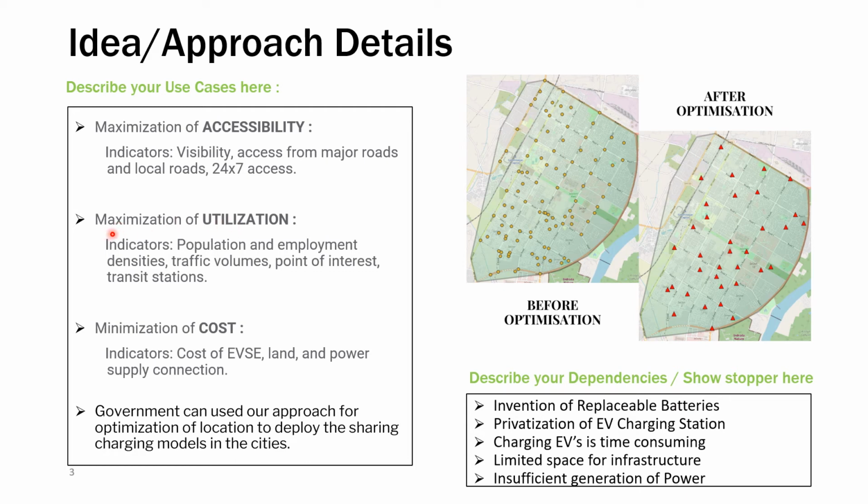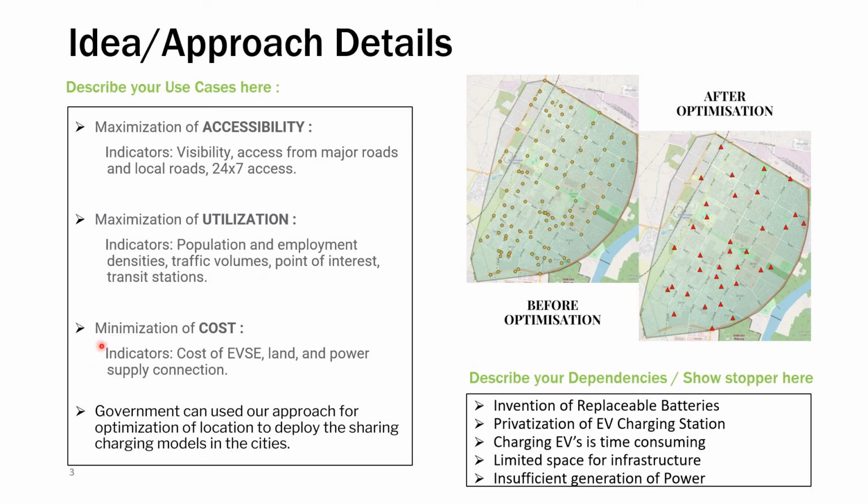Then maximization of utilization, meaning it must be utilized according to priority. If an area has a high priority, then it must have a 2, or if an area is a high priority, it must contain 4 charging stations, because there is a high demand in those areas. If there is very little demand, then it might be 1. So this is the maximization of utilization. Indicators are parameters like population, employment, density, traffic volumes, points of interest, and transit stations.